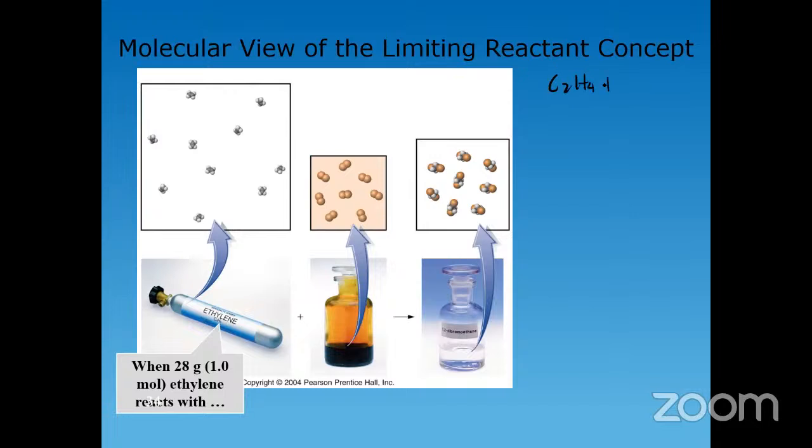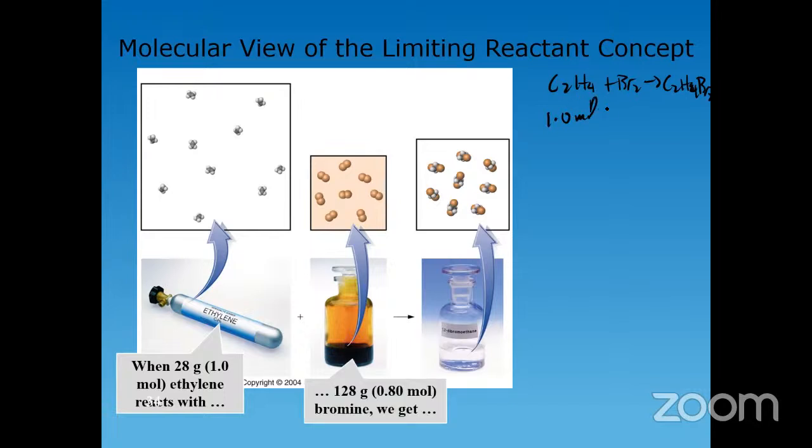C2H4 plus Br2 to give C2H4Br2. All right, so this is a simple reaction, 1-to-1-to-1 mole ratio between the reactants and products, all right? So in this particular case, you're given 28 grams of ethylene, which would be 1.0 moles, and you're reacting it with 0.80 moles of bromine. So the question is, how much of this would you expect to be formed?